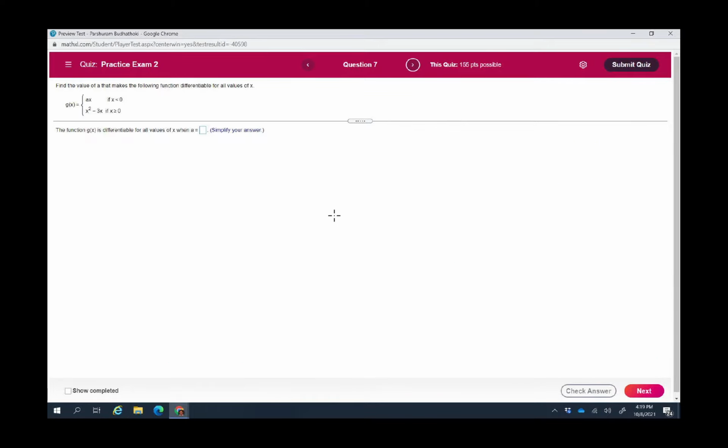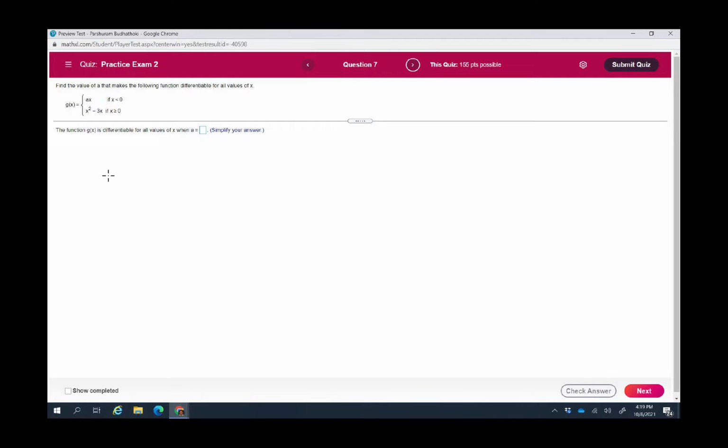Okay, so this is another question, number 7. Find the value of a. Here g of x is a piecewise function. g of x equals ax for all x less than 0, and g of x is x squared minus 3x if x is greater than or equal to 0. We need to find the value of a such that this function g of x would be differentiable.